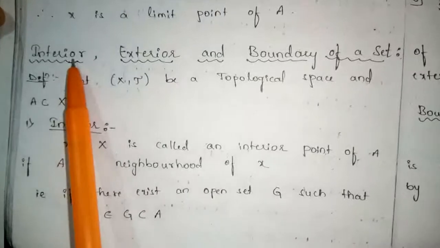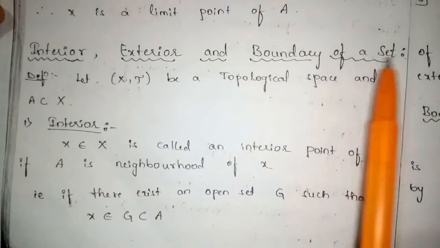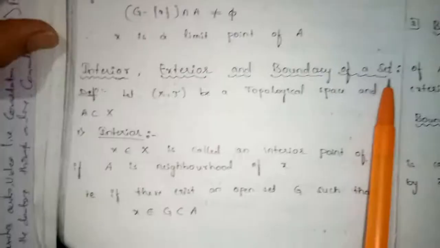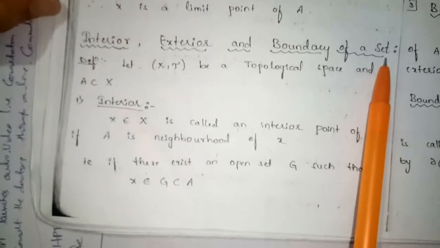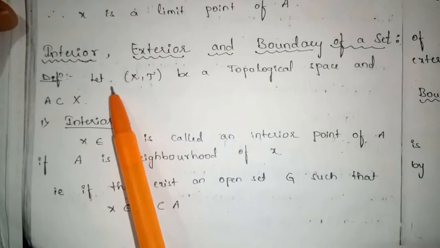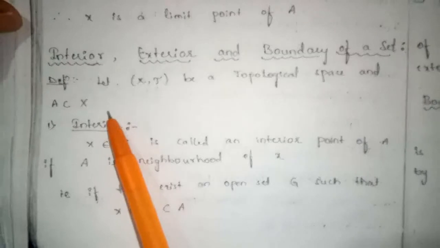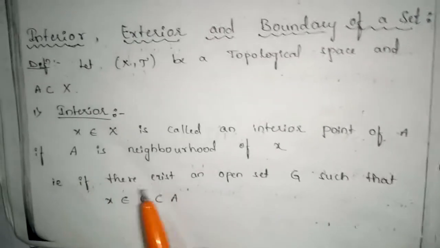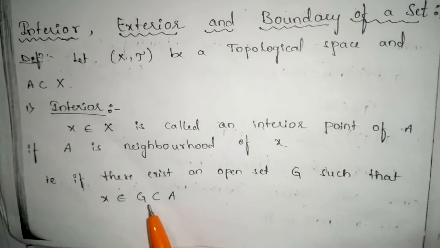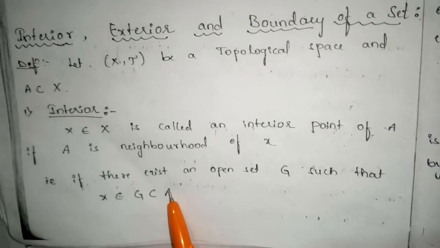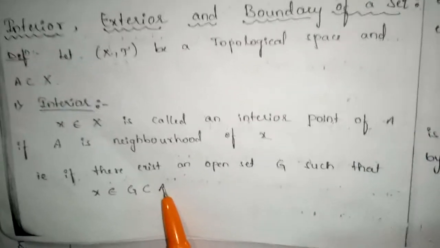Next we go for the definition of interior, exterior and boundary of a set. First we define the interior point, exterior point and boundary of a set. Observe the definition. Let X, tau be a topological space and A is a subset of X. First to define the interior: X belongs to X is called an interior point of A if A is a neighborhood of X. That is, if there exists an open set G such that X belongs to G, G is a subset of A. You already know the definition of the neighborhood of a point.